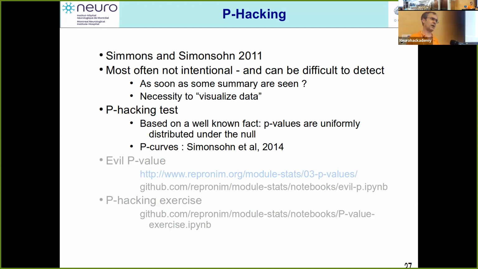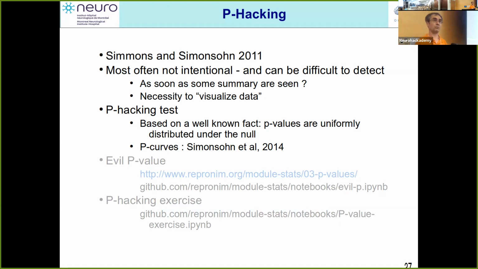Maybe I forgot a covariate. Maybe there is some part of the data that should not be in the cohort. Maybe there is another model that will be more sensitive. So I'm trying all those things, and at the end of the day, I do find a significant p-value, less than 0.05, and then I stop and say, okay, now I can publish. So that's p-hacking.